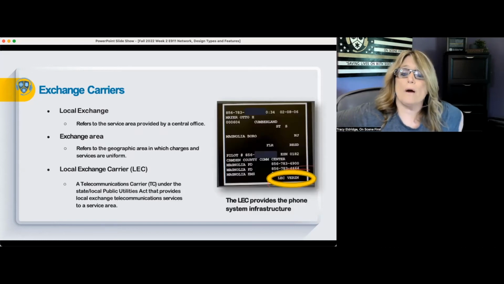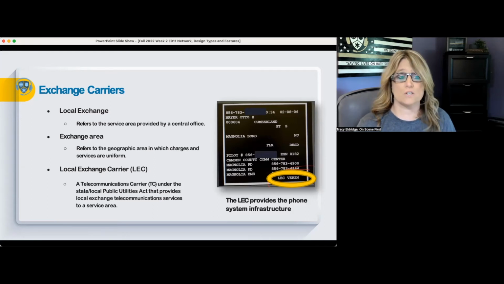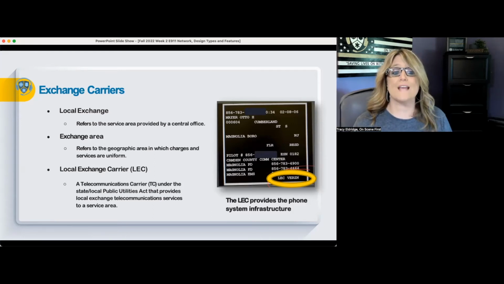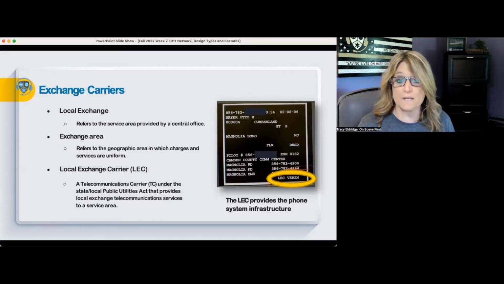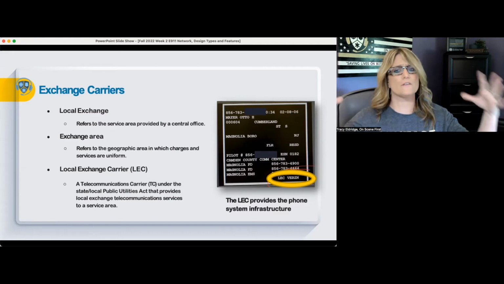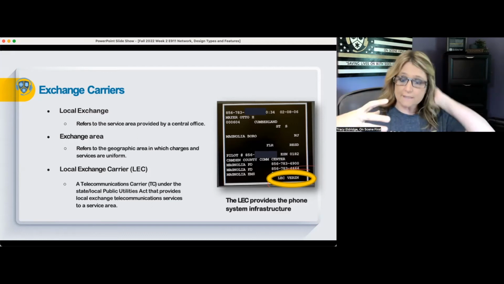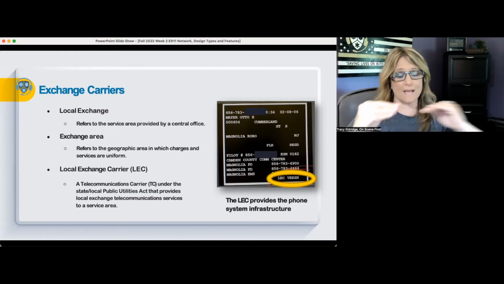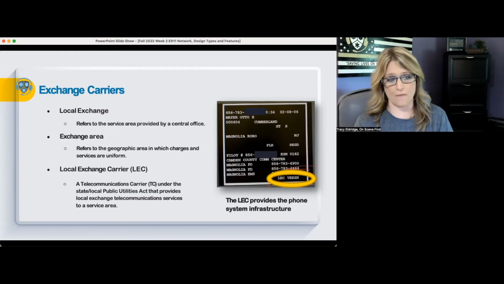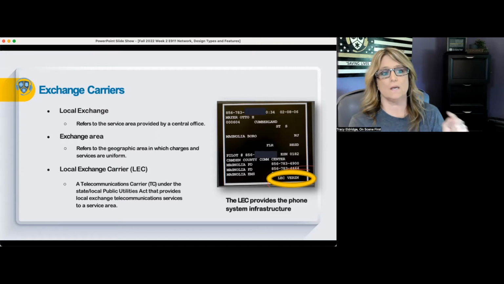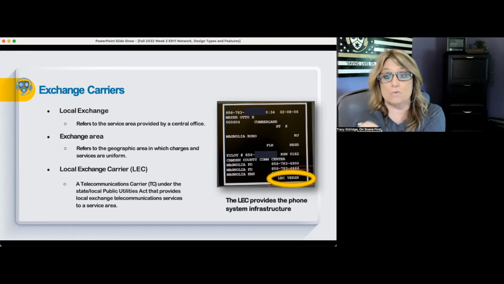So a little bit more about exchange carriers. First is your local exchange carrier, which refers to the service area provided by a central office. We're going to talk about the central office in a second, but just visualize a central office as being a building at this moment. Somebody owns those lines inside the building, and we'll talk about them in just two more bullets. But the local exchange refers to the service area provided by that central office, the central office being the building.